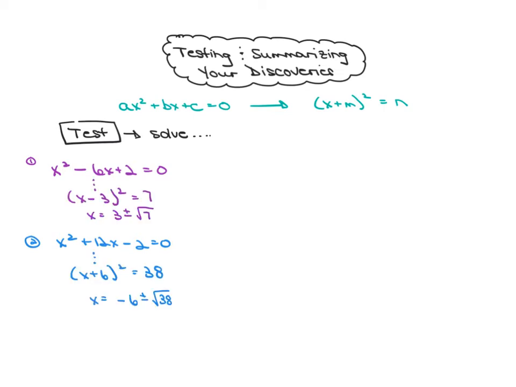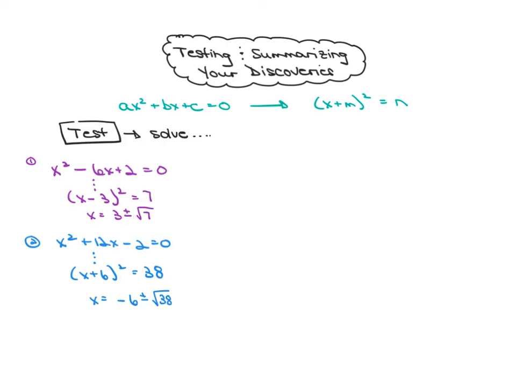All right, welcome back. Here are the solutions. The first equation, using your discovery, hopefully you're able to convert it into this equation, x minus 3 squared is equal to 7, which is something you can solve using the square root method, and you'll get the two solutions, 3 plus the square root of 7 or 3 minus the square root of 7.